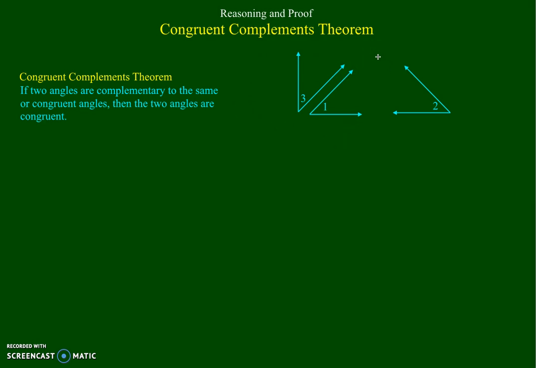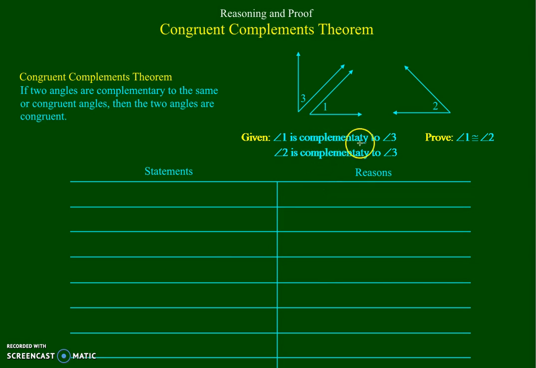So let's go ahead and, as another practice exercise, work through this proof. It's always good. The more practice we get, the easier this stuff is going to be. So here's our given. Angle 1 is complementary to angle 3, and angle 2 is complementary to angle 3. And we're going to prove that angle 1 is congruent to angle 2.